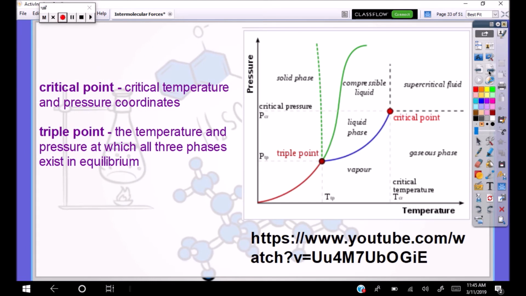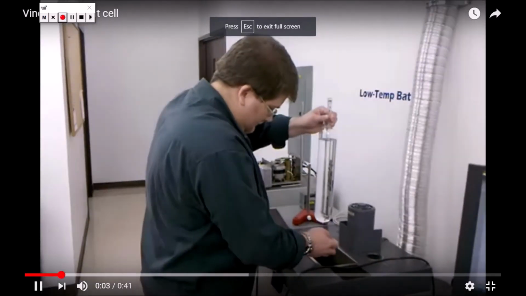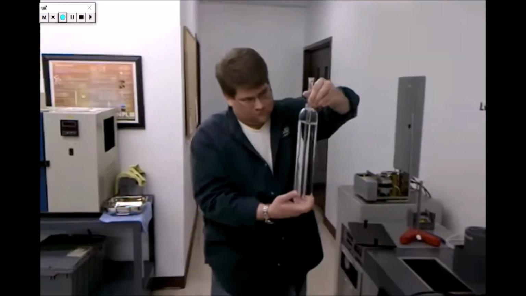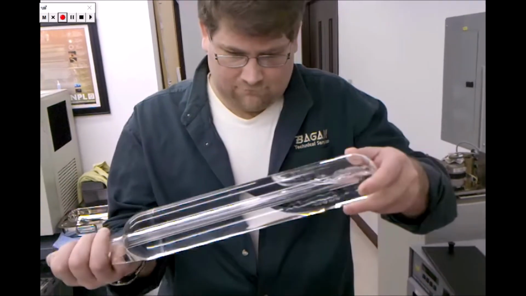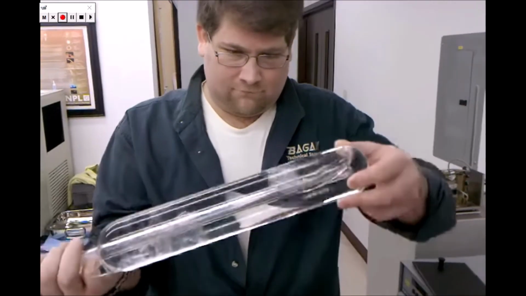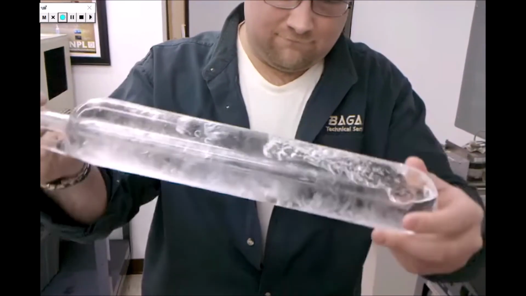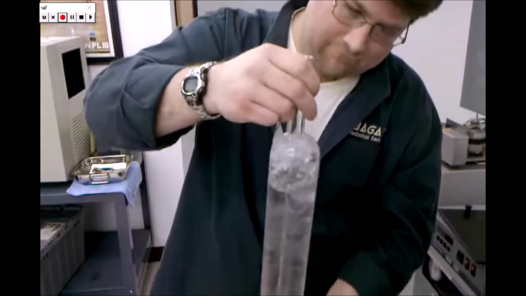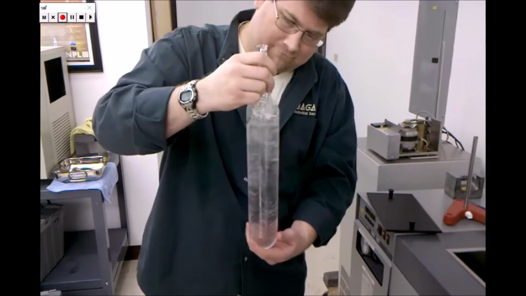Again, the critical point is the coordinate of your critical temperature and pressure. We also have what's called the triple point. This is a unique pressure and temperature where all 3 phases exist in equilibrium. And I actually have a short little triple point cell. Pull this out. And here you see all 3 phases. You've got the air bubble, which is your gas, you've got the liquid, and the crystals forming are your solid.